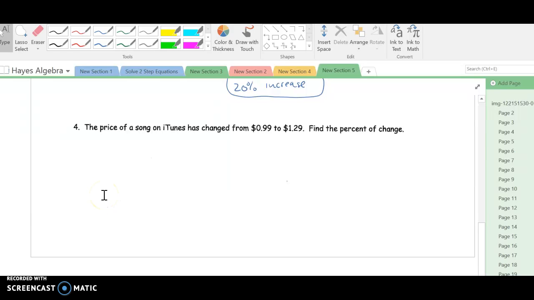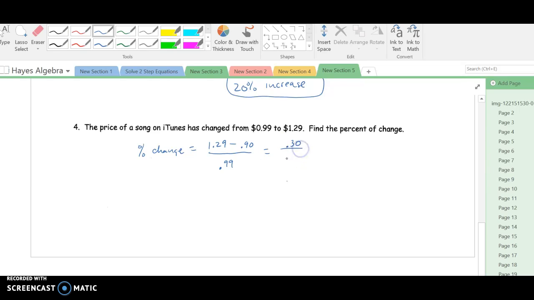The price of a song on iTunes has changed from 99 cents to $1.29. Find the percent change. The percent change, how much did it go up? Now I can look at that and see it went up 30 cents, but in case you don't know, we take the $1.29, we subtract the 0.99, and what was the original amount here? It went from 99 cents to $1.29, so the original amount was 99 cents.